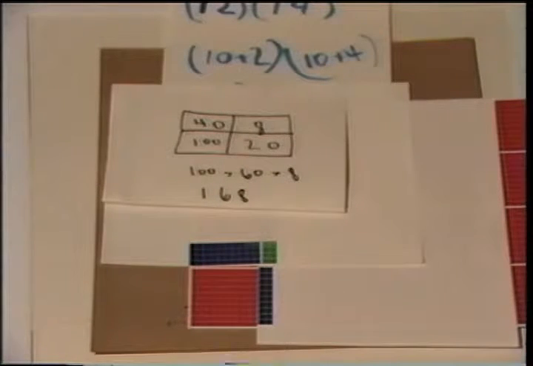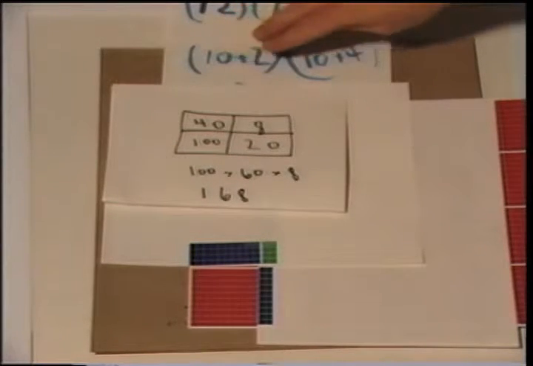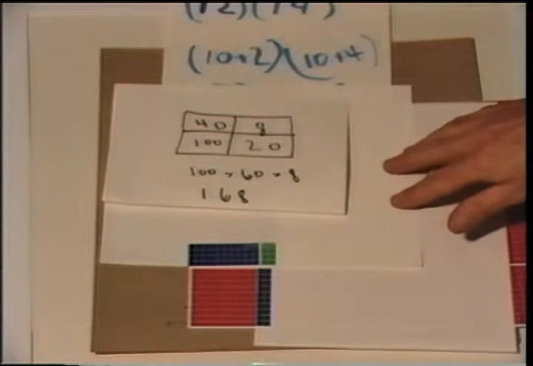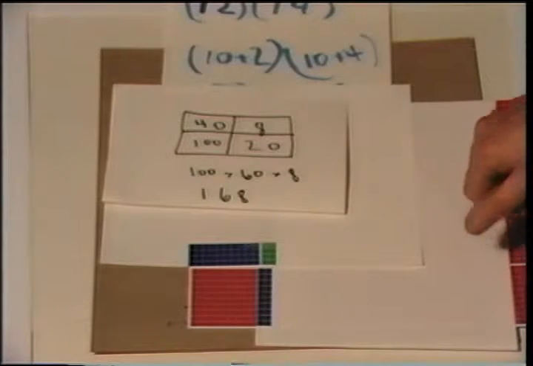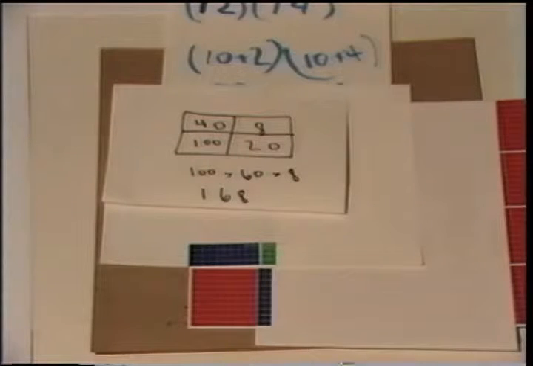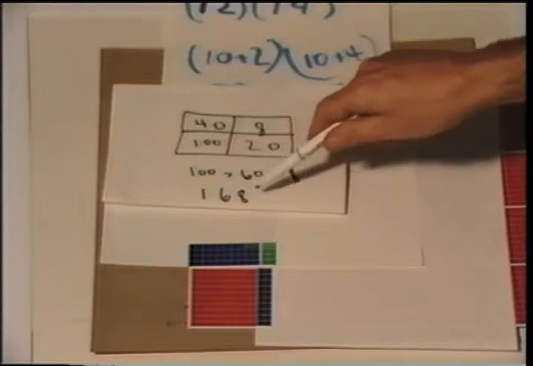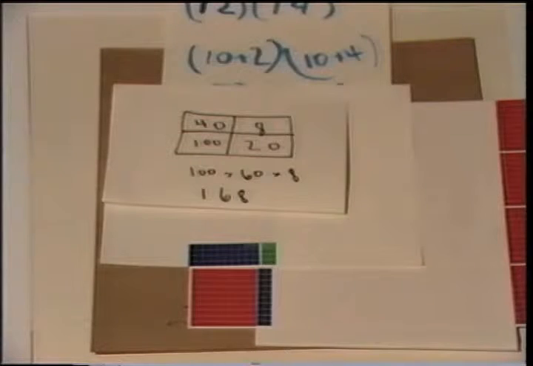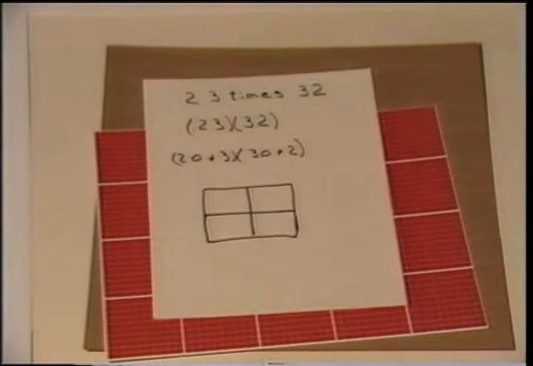What did we do when we multiplied? We found the second name, or the other name, for the rectangle. We were given the first name, the factors. Now we must find the second name, the amount, 168. Let's do another multiplication problem. Let's do 23 times 32.